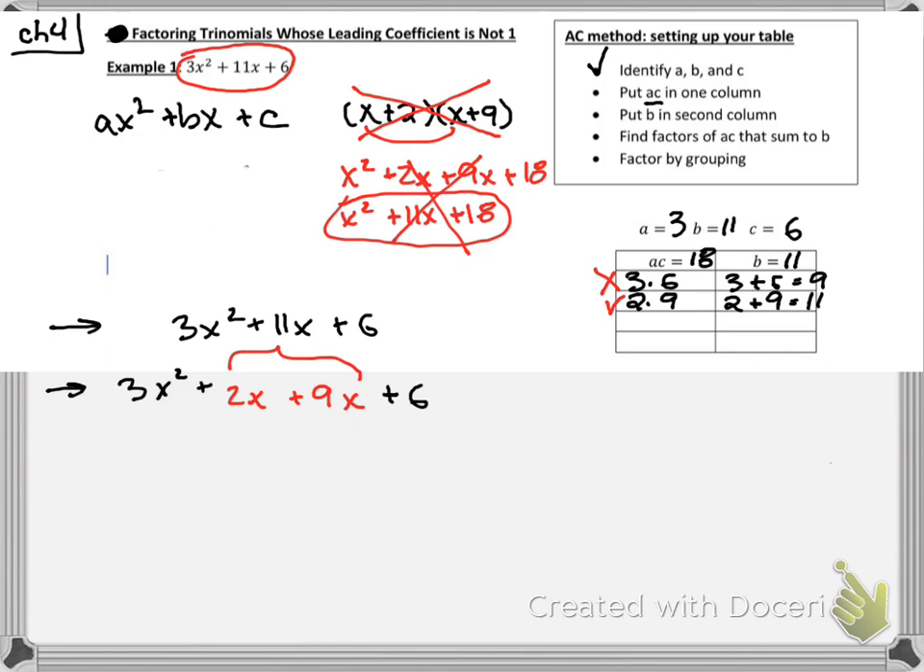And then we have 4 terms. What do we do with 4 terms? Well, we tend to group them and then factor out the GCF. If you need practice on factoring by grouping, please go back and watch those videos that I've already posted, and they can help you. Uh-oh, I think I messed up.